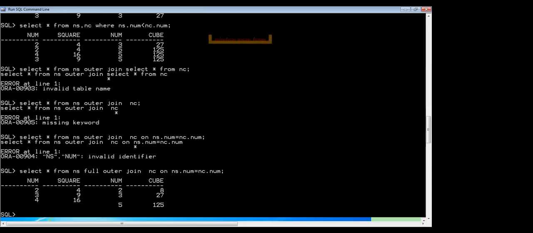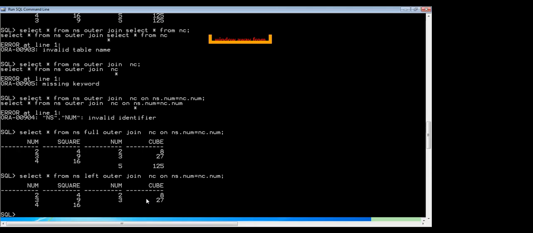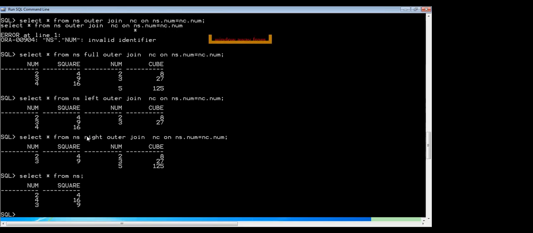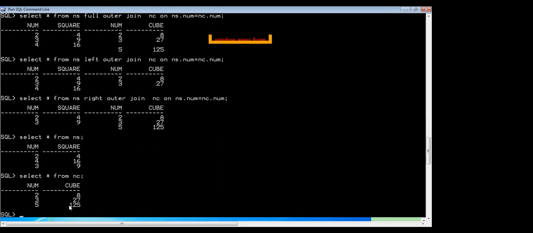Full outer join, we have to observe. That means left outer join, right outer join, and full outer join. Three outputs you have to observe. Just observe the same table, what is the output of the first table and what is the output of the second table. Here you have to observe those three. Three rows are there for NS and three rows for NC. NS has 2, 3, 4 fields.